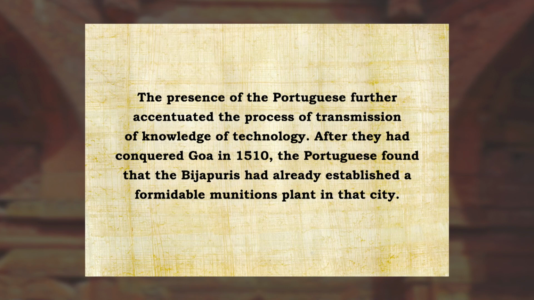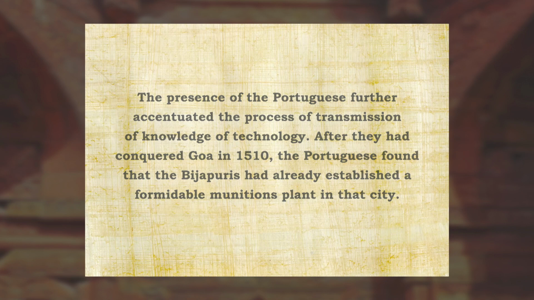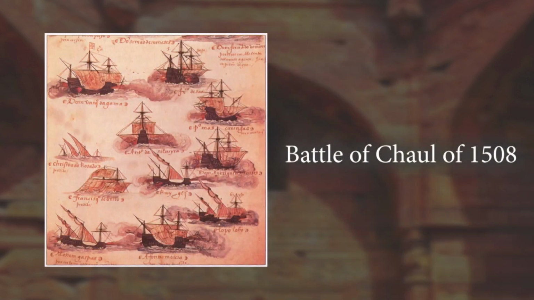After they had conquered Goa in 1510, the Portuguese found that the Bijapuris had already established a formidable munition plant in the city. In the Battle of Chaul of 1508, a group of warships belonging to Mamluk Egypt and the Sultan of Gujarat had defeated a Portuguese squadron off the Konkan coast. This was the first military reversal the Portuguese had suffered in the Indian Ocean since their arrival there a decade earlier. The Turks captured firearms from the Portuguese and took them to Goa, where they were integrated into the existing stock of the city's arsenal.